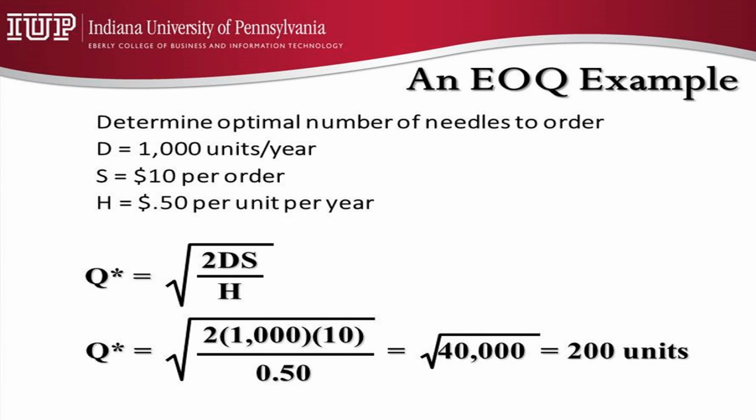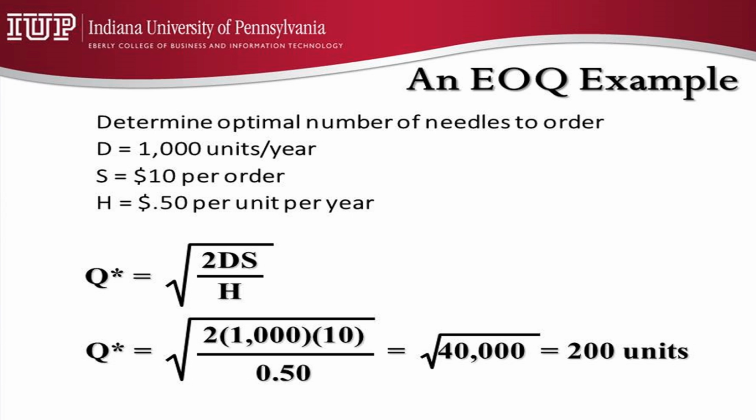If I want to hold just 1 unit on average for the whole year, my cost is H, the holding cost per unit per year. But what is my average inventory? We have gone through this in the last couple of slides. The average inventory is Q by 2, or half of Q. Remember, we went from Q to 0, so the average inventory is half of Q.